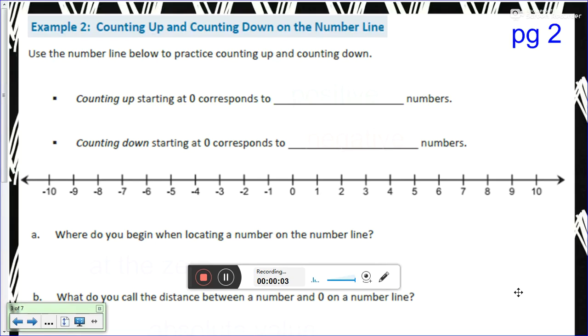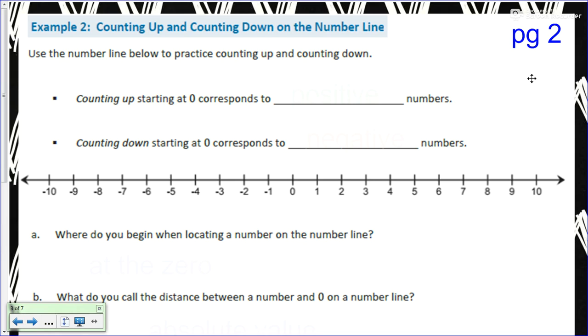Now that we are done with that question on the Google form, we are going to move on to example 2, and this can be found on page 2 of your binders. And we're going to start looking at how we can find both positive and negative numbers on a number line.